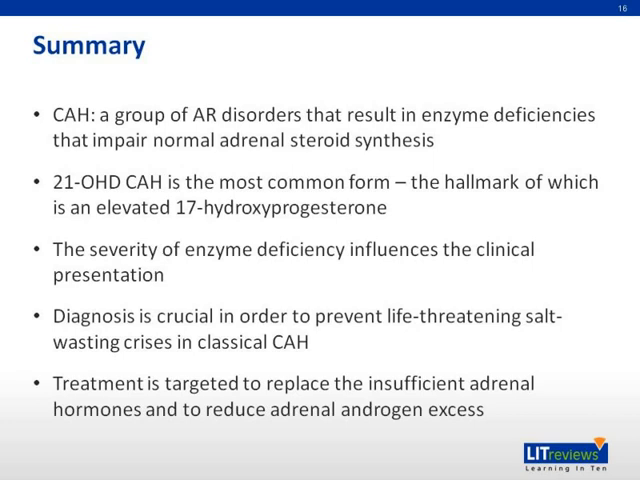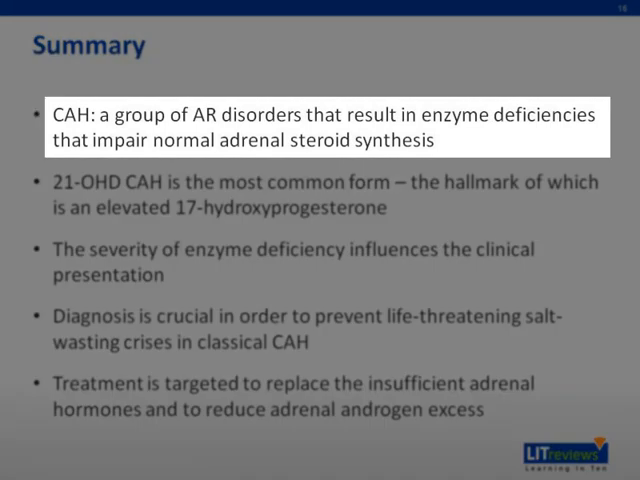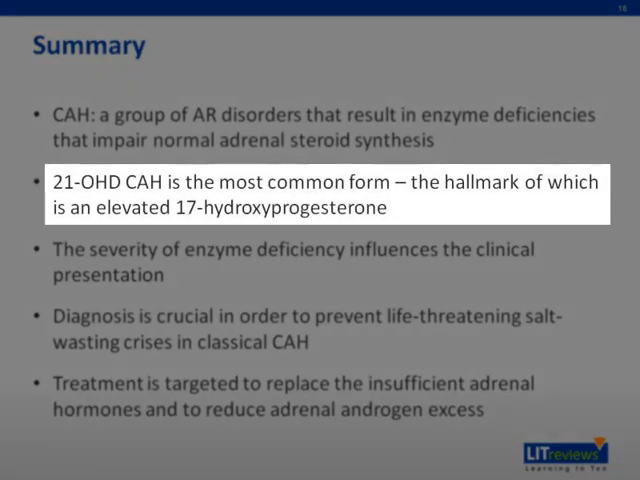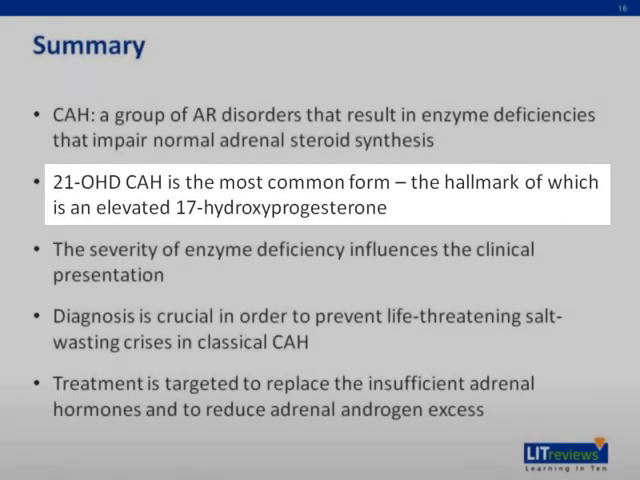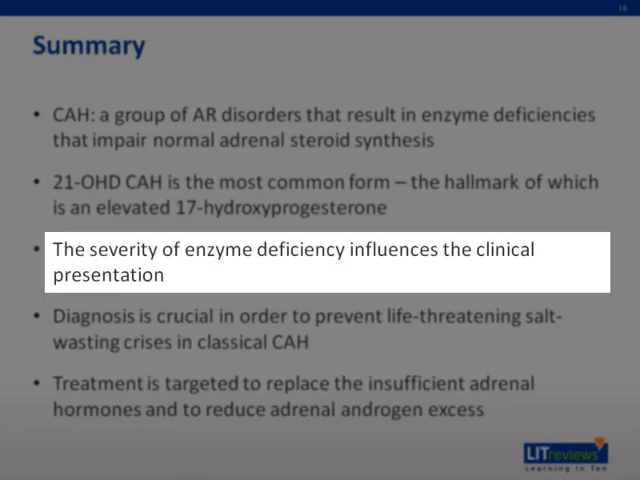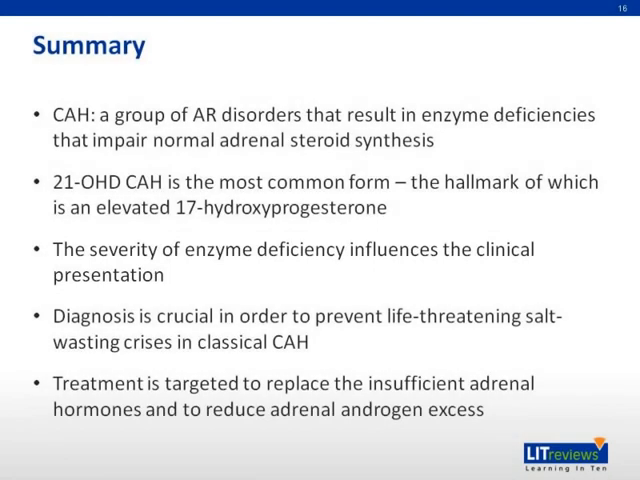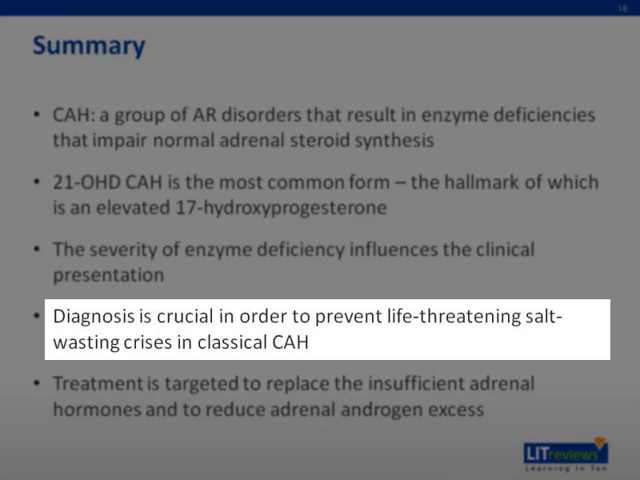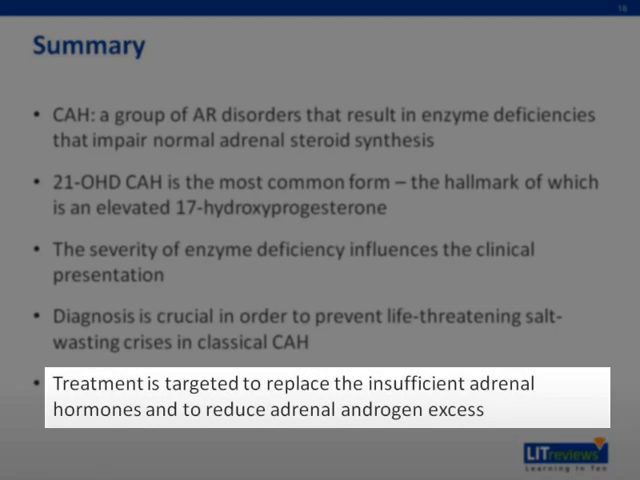So in summary, congenital adrenal hyperplasia is a group of autosomal recessive disorders that result in enzyme deficiencies that impair normal adrenal steroid synthesis. 21-hydroxylase deficiency CAH is the most common form, the hallmark of which is an elevated 17-hydroxyprogesterone level. The severity of enzyme deficiency influences the clinical presentation, which can range from life-threatening salt-wasting classic CAH to non-classic CAH. Diagnosis is crucial in order to prevent life-threatening salt-wasting crisis in classic CAH, and treatment is targeted to replace the insufficient adrenal hormones and to reduce adrenal androgen excess.